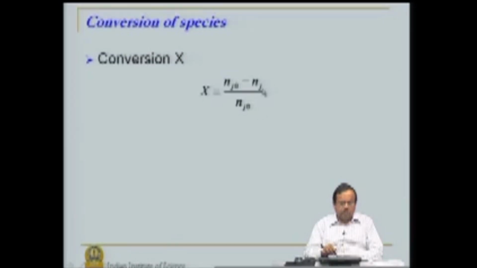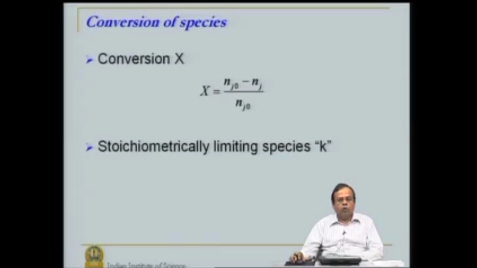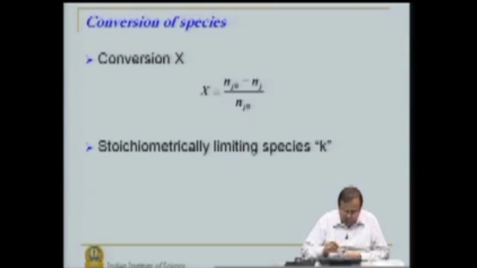Now, once again the conversion is tied to a species, unlike our extent of reaction, which was tied to the reaction. The moment we say that our conversion is related to a species, the question arises, which species? Is it the same for all species, or do we define it only for one particular species? Conversion is typically defined only for what we call the stoichiometrically limiting species K. What do I mean by stoichiometrically limiting species?